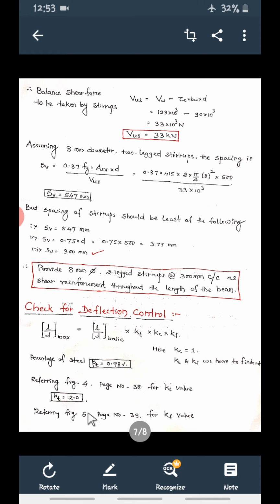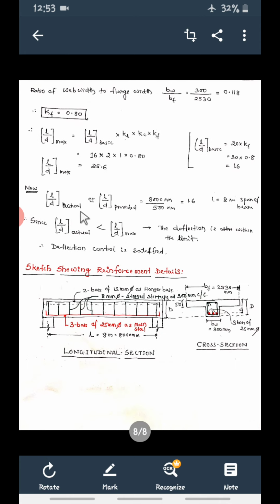Then similarly, figure number 6, page number 39, for the KF value. Directly, first calculate BW by BF on the x-axis. BW, the width of the web, divided by BF, 250 by 2530, so it is 0.118. For this 0.118, what is the y-axis? The y-axis is nothing but KF, so 0.80. KC is 1 now.